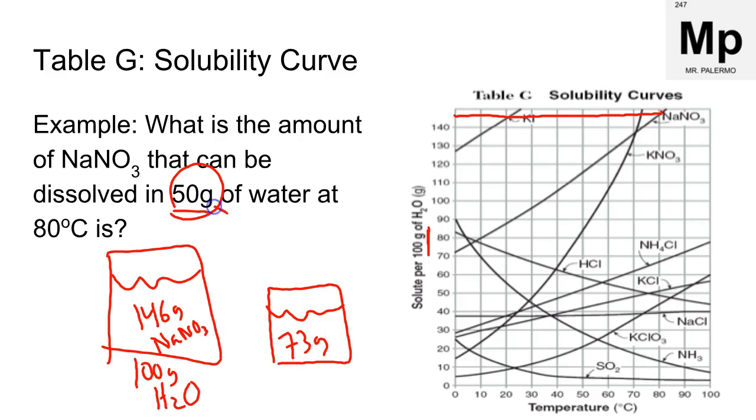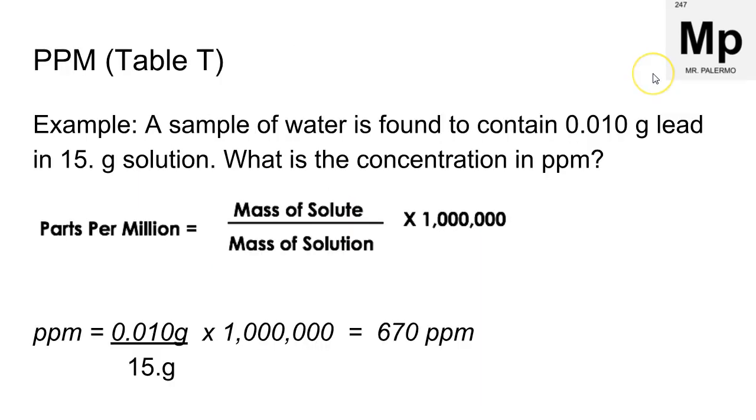Sometimes, instead of 50 grams of water, they'll say 200 grams of water. And in that case, you would then double the amount, not half it. And lastly, we're going to go through calculations of concentration. So we can use Table T. This is a parts per million question. You would know it's a parts per million question because you'll see ppm, or they'll say parts per million.